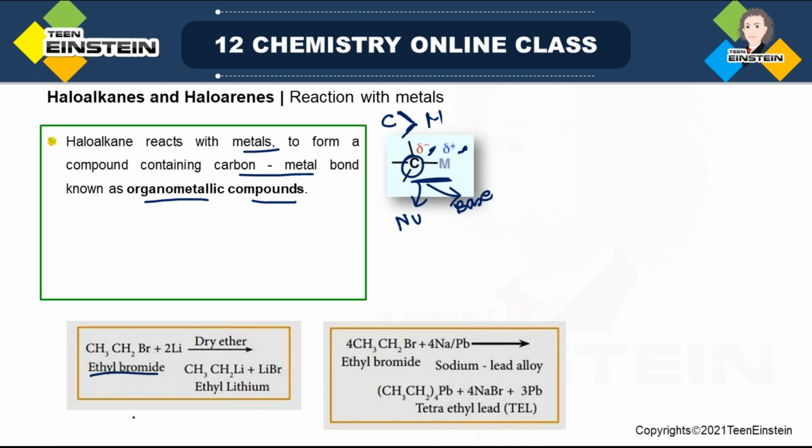Now lithium is a metal from group 1, and we are using dry ether. The solvent that we are using here should be dry, it should not contain any traces of water, because of the molecule that you are trying to make, this organometallic compound. Why is it an organometallic compound? Because a carbon-lithium bond is present. And the name is ethyl lithium.